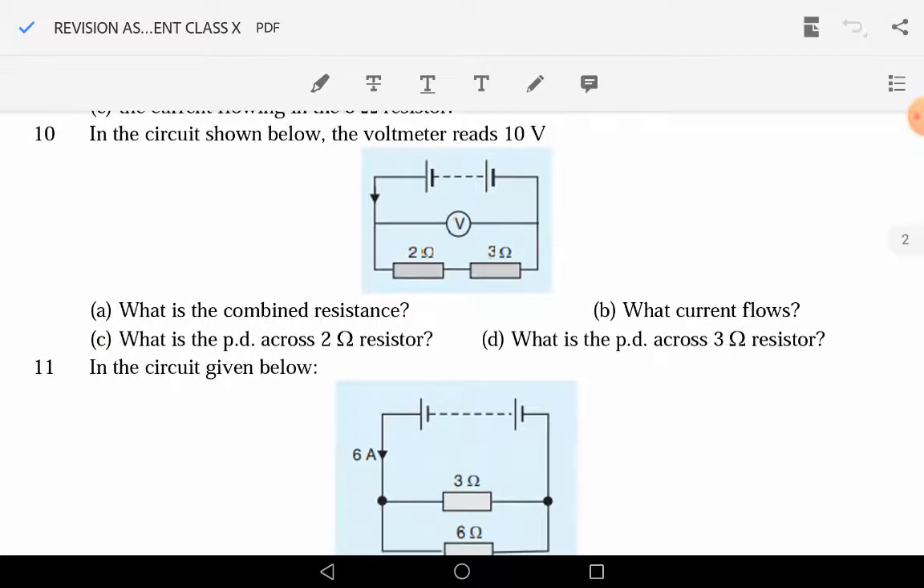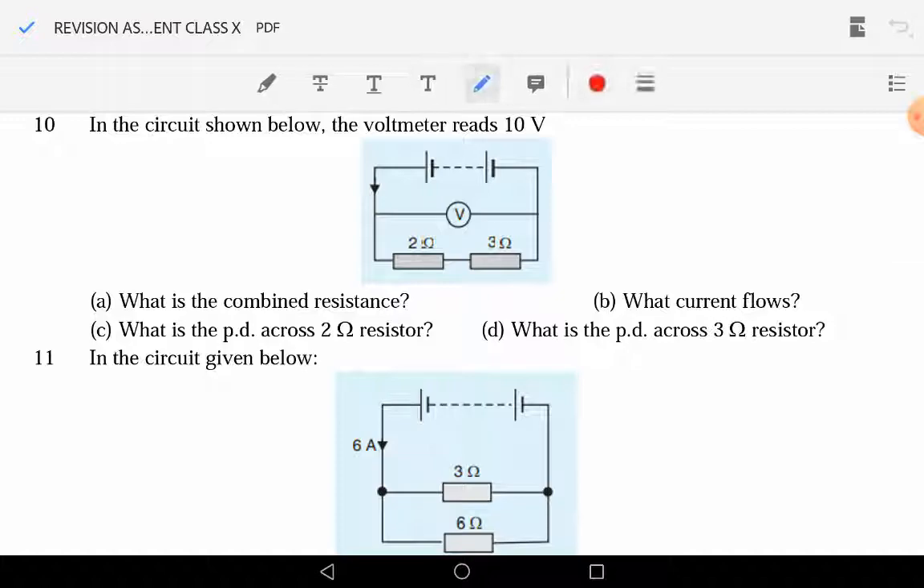Okay, now question number 10: in a circuit the voltmeter reads 10 volt. Okay, there is a voltmeter, right, it reads 10 volt. What is the combined resistance? So we all can see that the two resistances are in series, so it will be 2 plus 3, that is 5 ohm. Answer to part A.